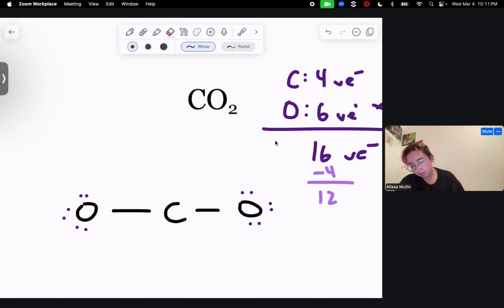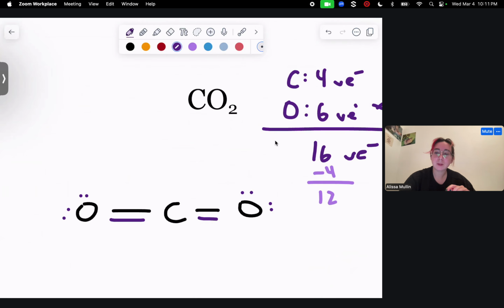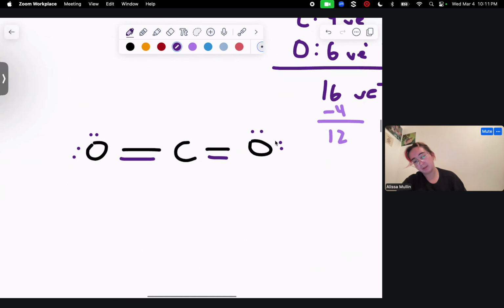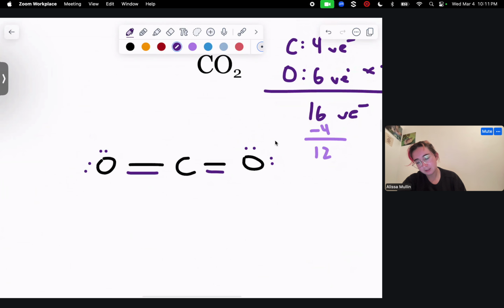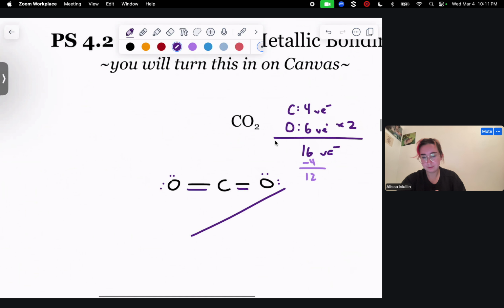So eventually I try to figure out that, hey, if I put those 2 dots here as a bond, put these ones here as a bond, now my oxygen has 8, my carbon has 8, and my oxygen has 8. So that would be my final structure. There's 2, 4, 6, 8, 10, 12, 14, 16 total. So that is the correct structure.